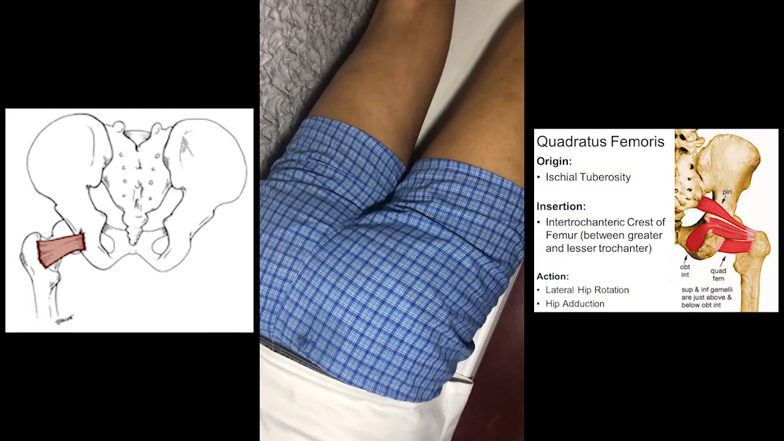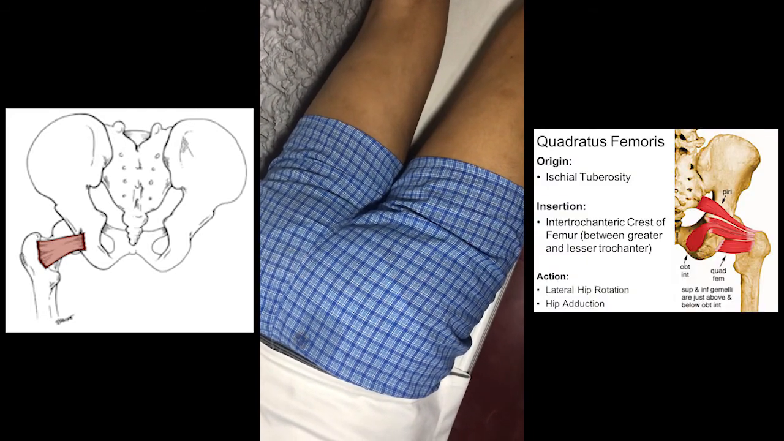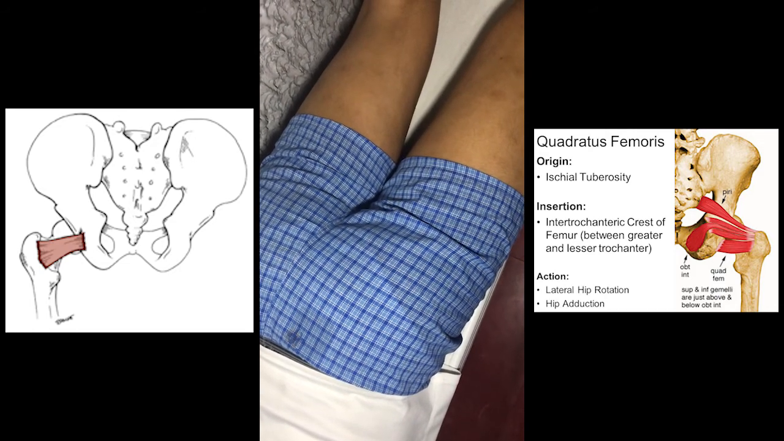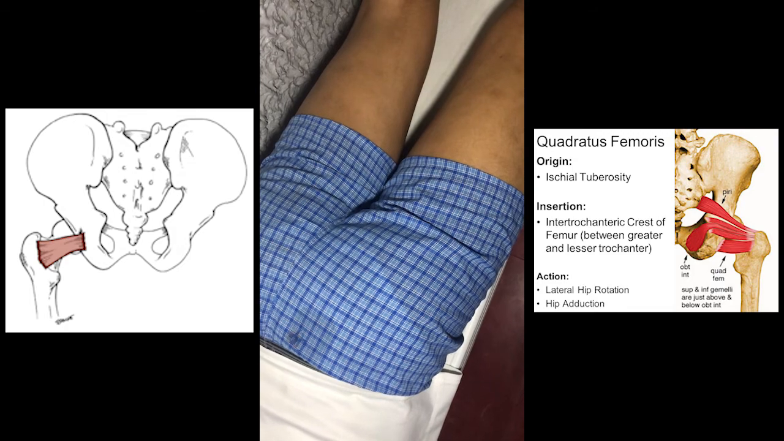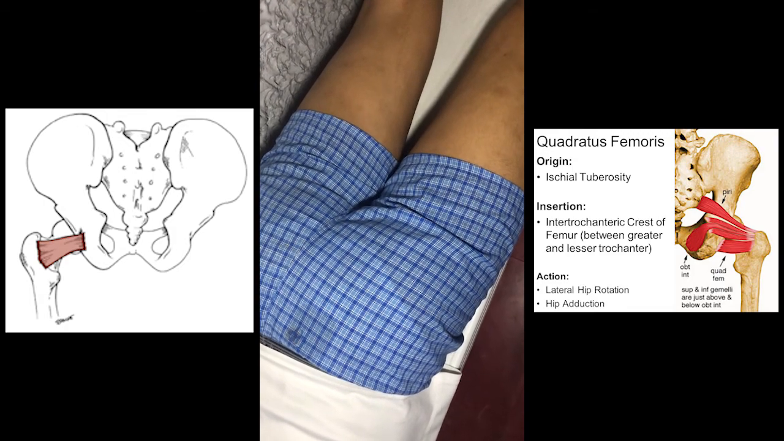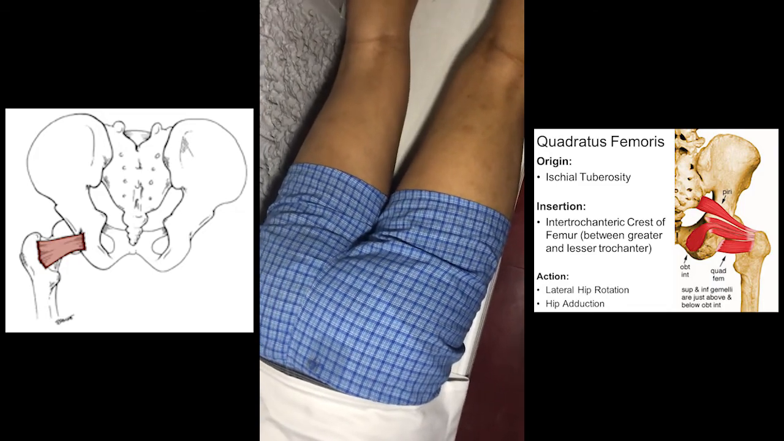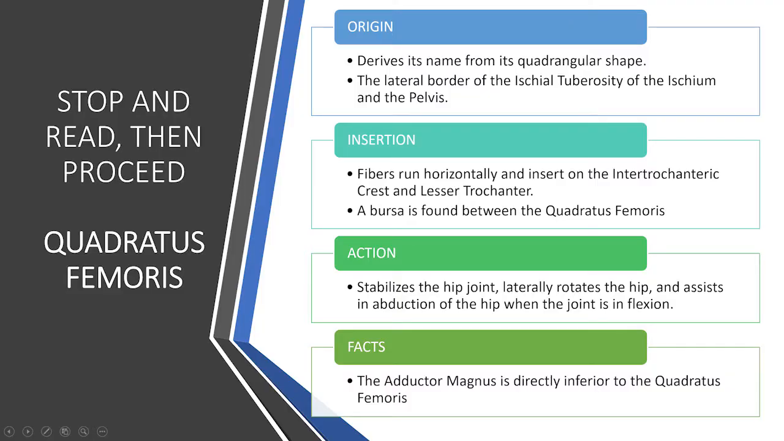Moving on is the quadratus femoris. The quadratus femoris is a flat, square-shaped muscle, and it is the most inferior of the deep gluteal muscles, located below the gemelli and obturator internus. It originates from the lateral side of the ischial tuberosity and attaches to the quadrate tubercle on the intertrochanteric crest. Actions include lateral rotation.